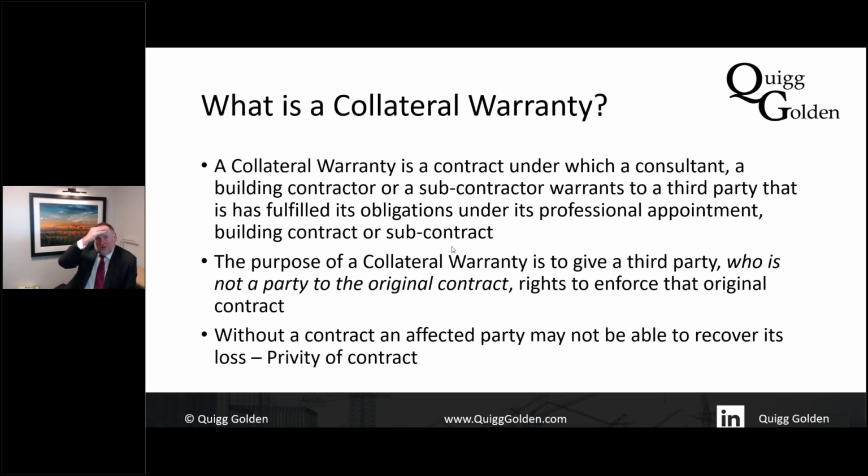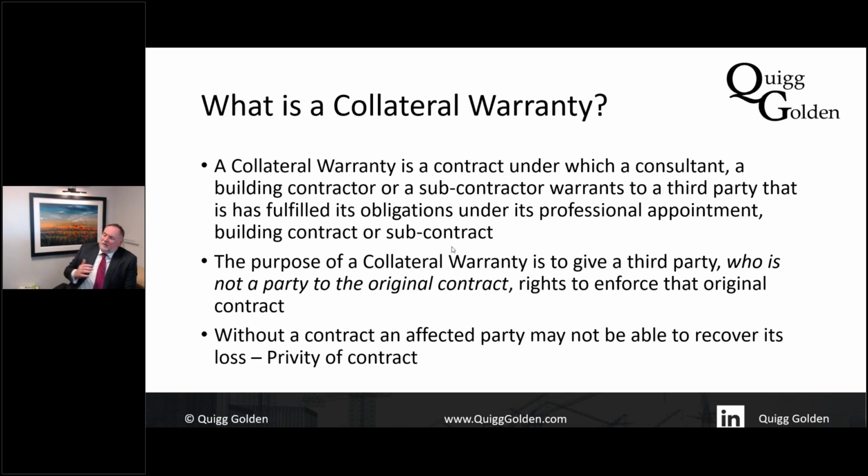A typical situation is a collateral warranty, which is a contract in which a consultant or a subcontractor warrants to a third party, and that third party might be the funder, that it has fulfilled and will fulfill its obligations in its professional appointment or the building contract. And I've said already that the purpose is to give a contractual link so that that third party can sue for breach of that subcontract.